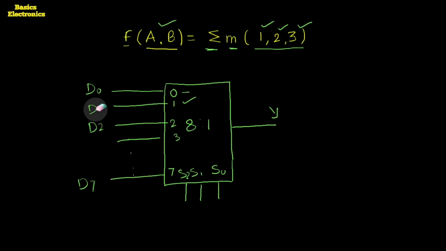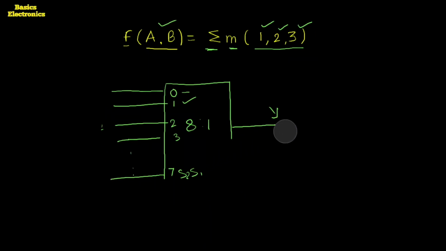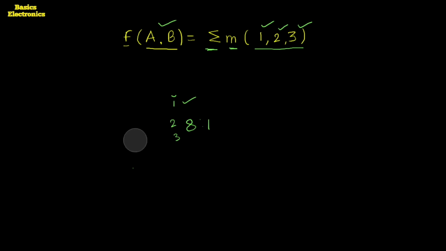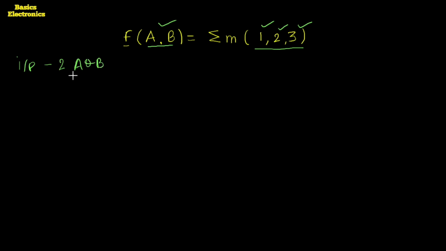The first example is one we already considered. The question is: implement the following expression using the multiplexer. The first step is to identify the number of input variables. I am going to write down here at the left-hand side: the input variables are 2, A and B. These are the input variables, not the data inputs.